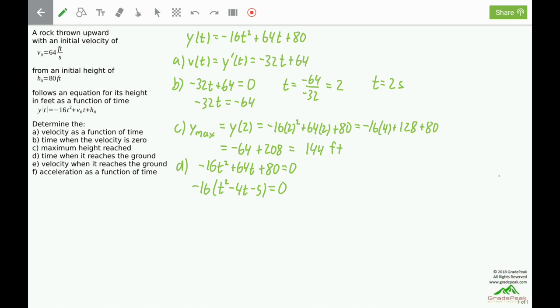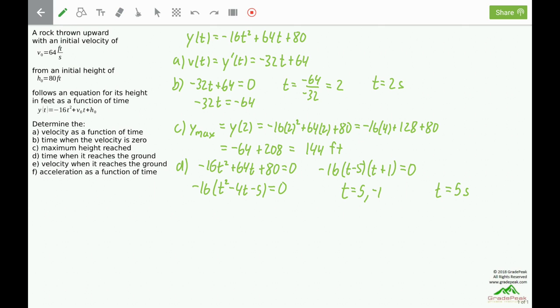So we have a trinomial to factor here. We have negative 16 times, we'll factor into t times t, and then we need two numbers that multiply to be negative 5 and add to be negative 4. It sounds like negative 5 and positive 1 will take care of that. So we have two solutions, t equals 5 and t equals negative 1, but times can only be positive numbers, and therefore we're going to only keep the 5. It looks like it'll reach the ground at a time of 5 seconds.